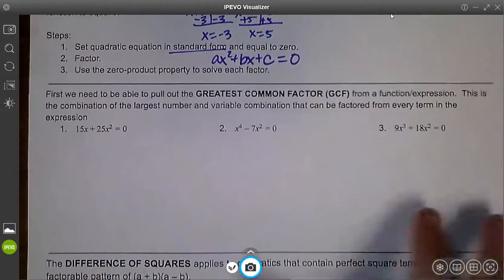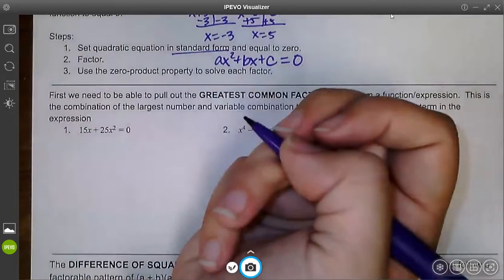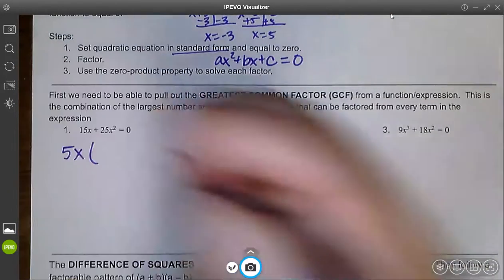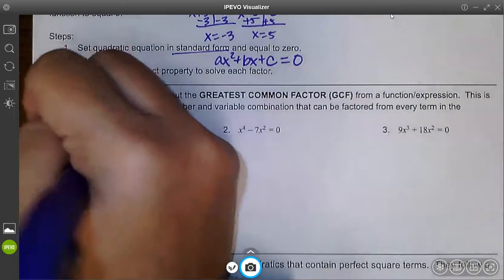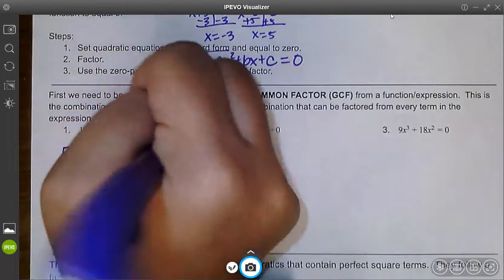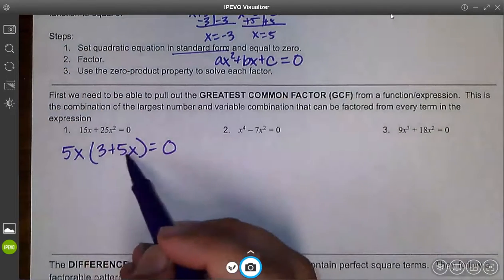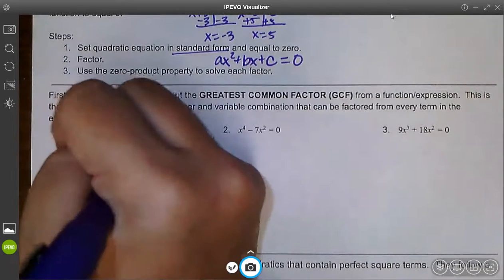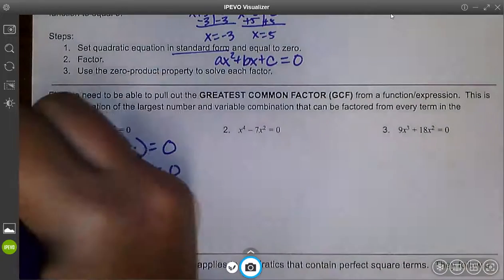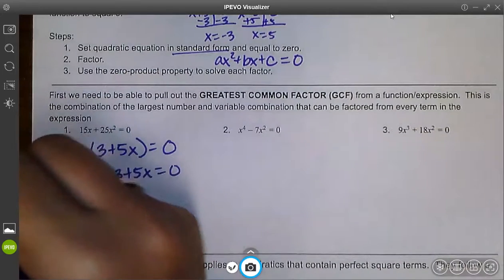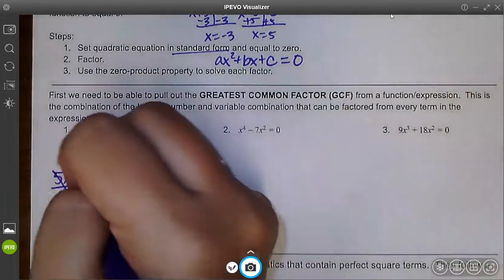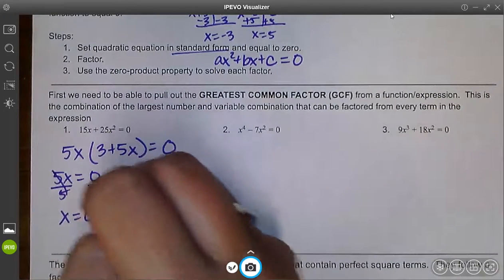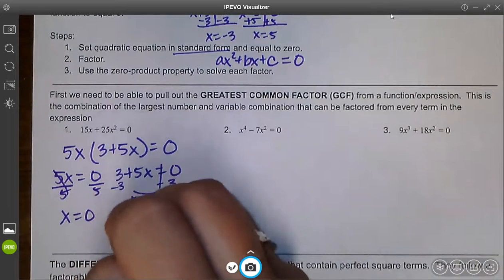So the first one, I'm going to pull out my GCF here. 15 and 25 have a GCF of 5. x and x squared have an x. Dividing each of those, you get 3 plus 5x. Now this is factored and it equals 0, so I'm going to use the zero product property and set each piece equal to 0 and solve. Divide both sides by 5, you get x equals 0. Subtract 3, 5x equals negative 3. Divide both sides by 5, x equals negative 3/5.